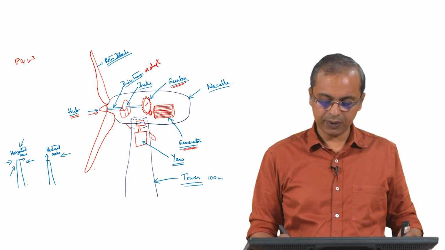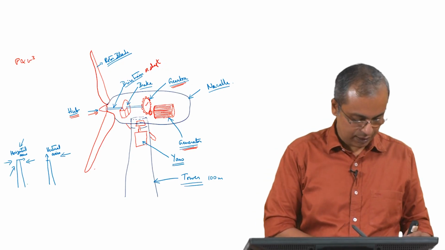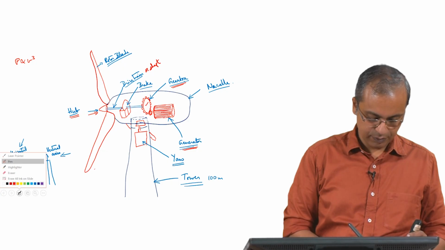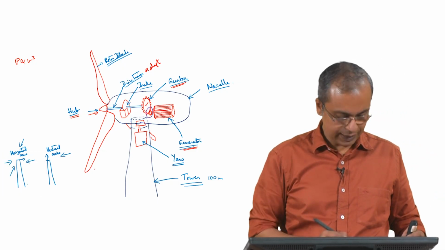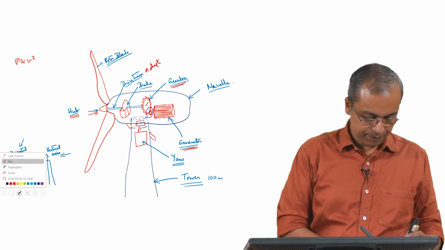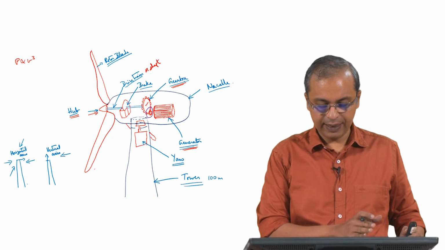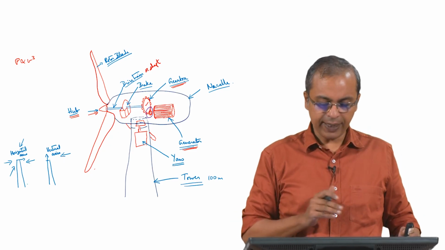Okay, so it is attaching to the generator out here. So, that is where, you can see that it is attaching in this region, right. So, this gearbox is there to connect the rotating blades to the generator. So, why do we need it?